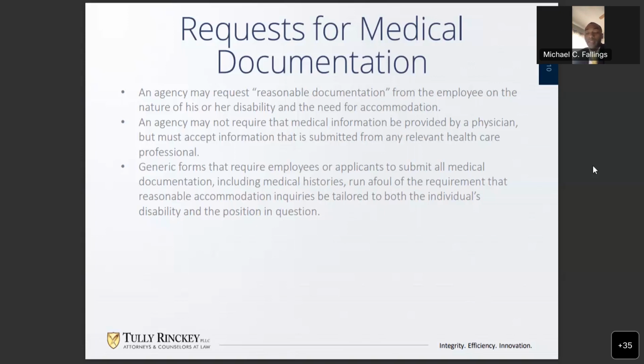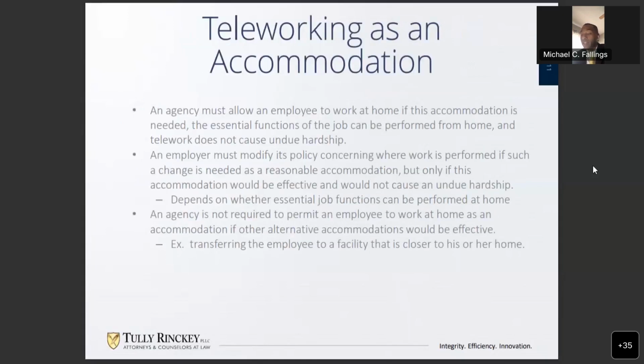So overall, we're talking about teleworking as an accommodation. And as we've discussed here today, an agency must allow an employee to work from home if an accommodation is needed and the essential job functions can be performed from home or away from the office, and it doesn't cause an undue hardship. The employer must modify its policy where work is performed if such a change is needed to grant the reasonable accommodation, but only if the accommodation doesn't provide an undue hardship. So this specifically depends on whether or not the essential job functions can be performed from home.